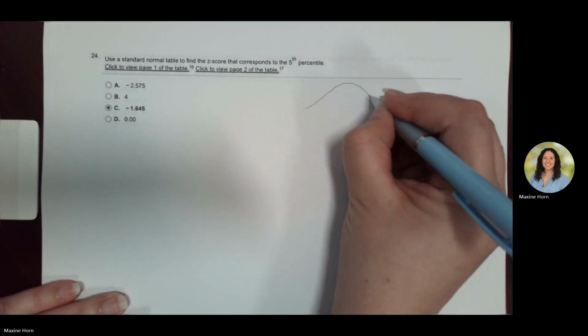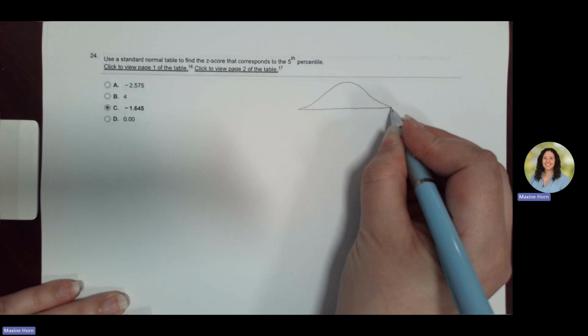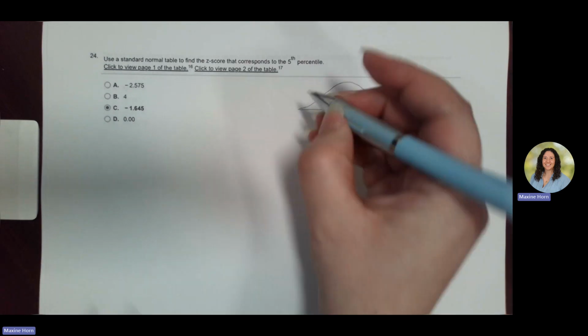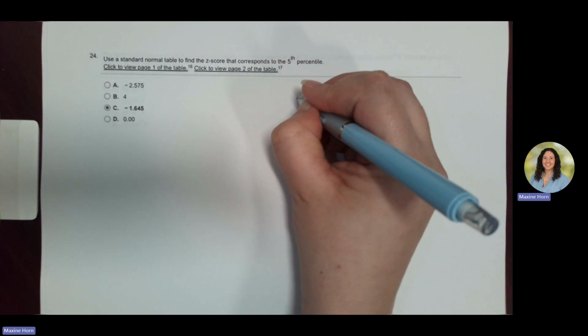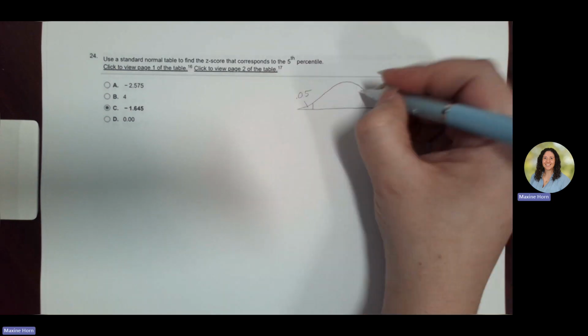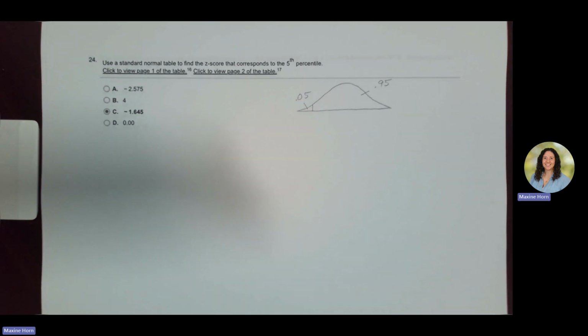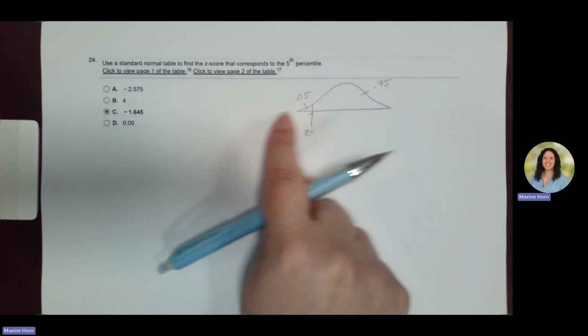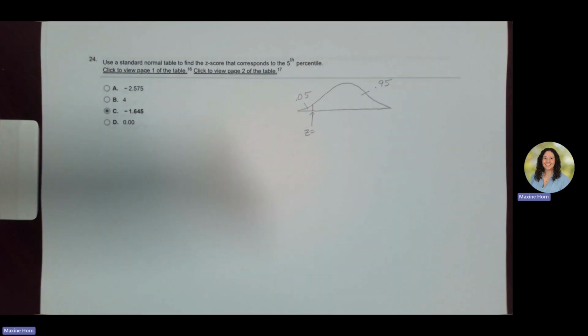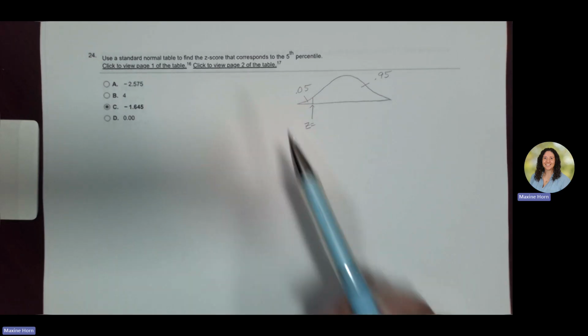All right. Use a standard normal table to find the z-score that corresponds to the 5th percentile. So again, what does that look like? The 5th percentile is the bottom 5% from the top 95%. You don't have to do that math, we're just looking at the bottom 5%. What is the z-score that separates the bottom 5% from the top 95%? That's going to be a negative z-score, right? We're really far to the left.